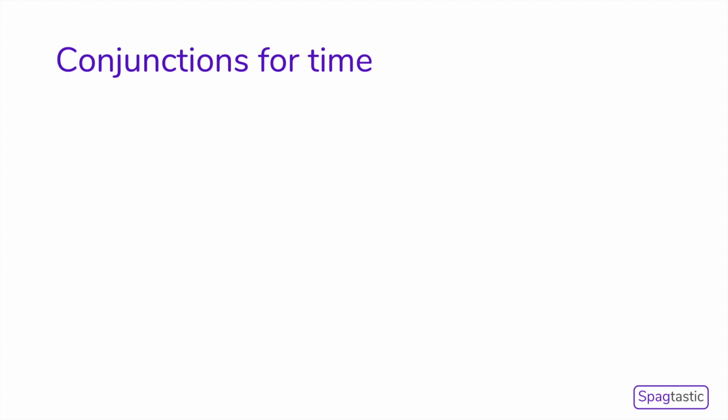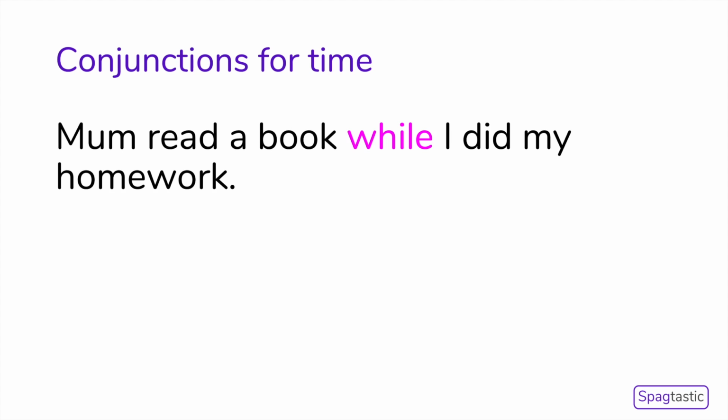Here are some examples of sentences that use time conjunctions. In this first example, Mum read a book while I did my homework. The time conjunction while is used in the middle of a sentence. While is used to show two things that happen at the same time.